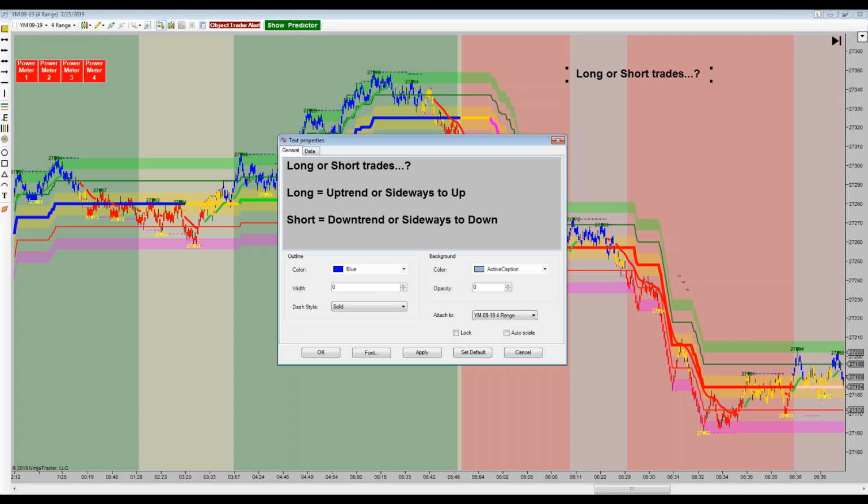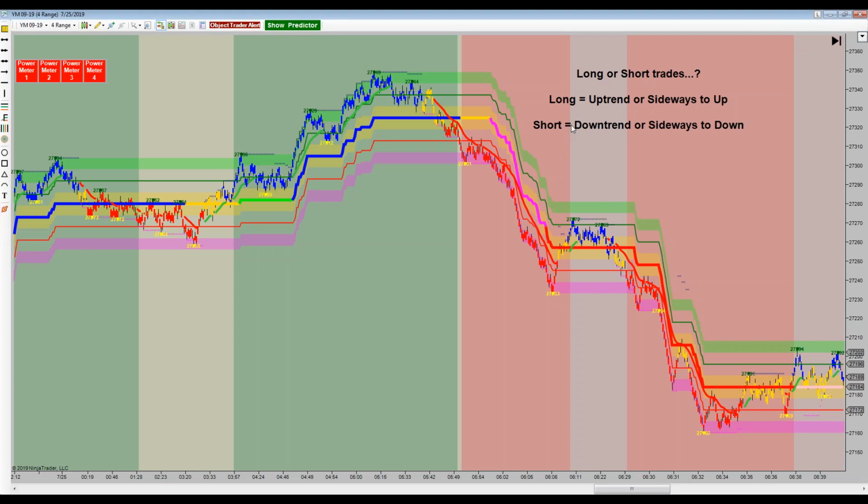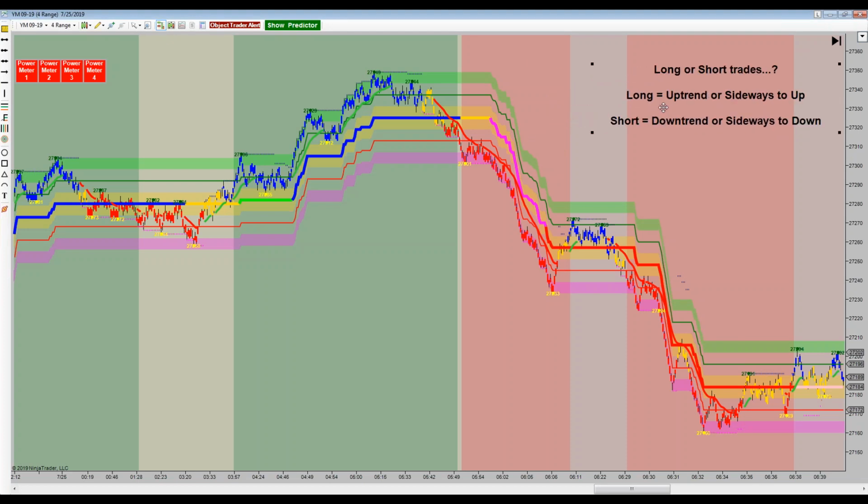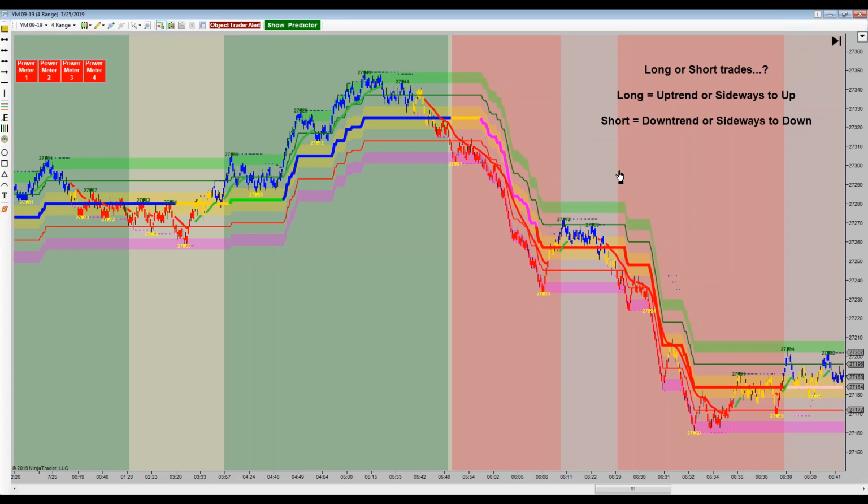So let's look at some examples of uptrend, downtrend, sideways to up, and sideways to down. What those look like. And then we'll do a couple of pop quizzes where I will show you scenarios of different market conditions to see if you can accurately determine what the market is doing.